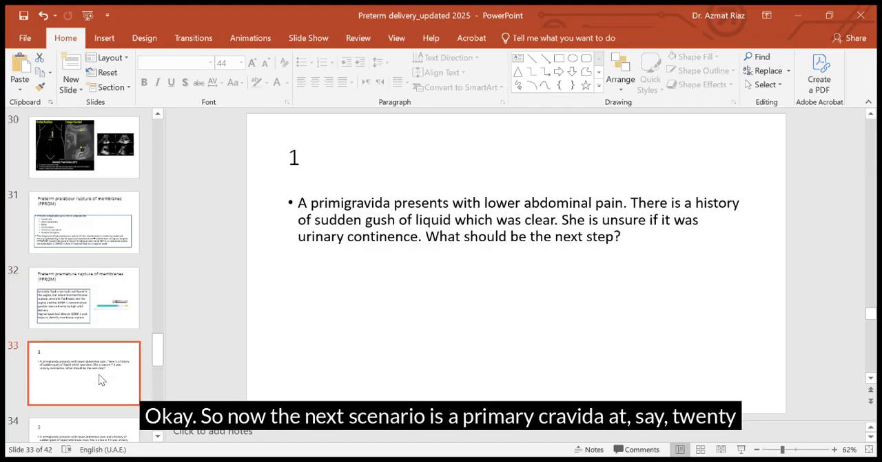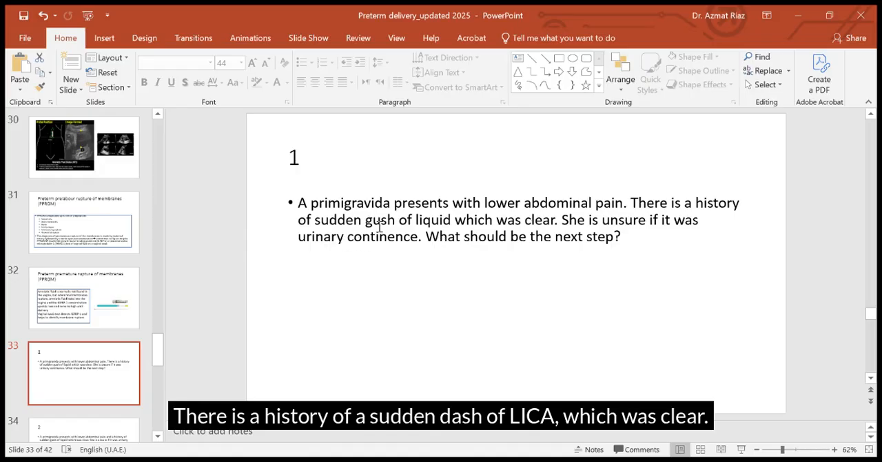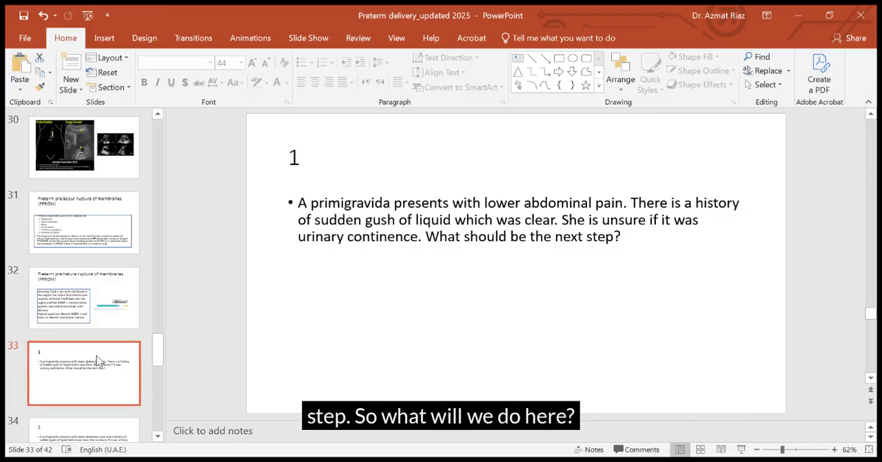Okay, so now the next scenario is a primigravida at say 28 weeks presenting with low abdominal pain. There is a history of a sudden gush of liquor which was clear. She is unsure if it was urinary incontinence. What should be the next step? So what will you do here?